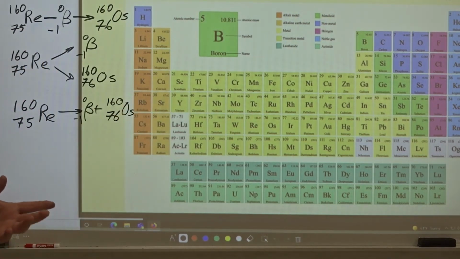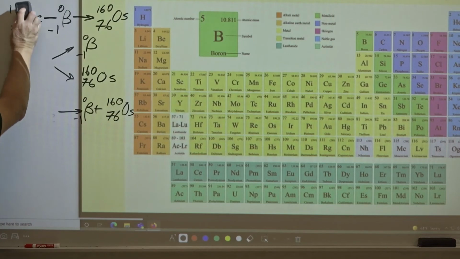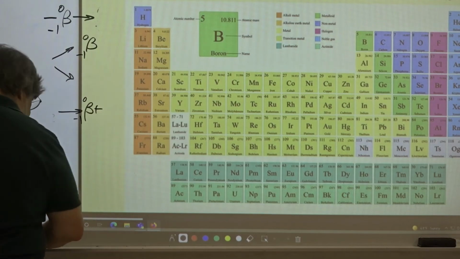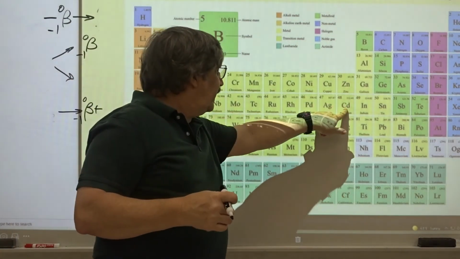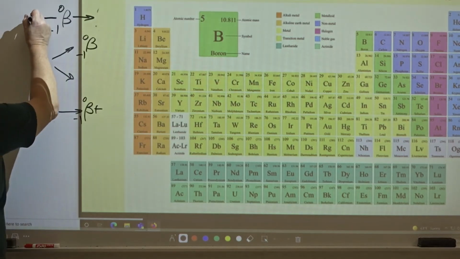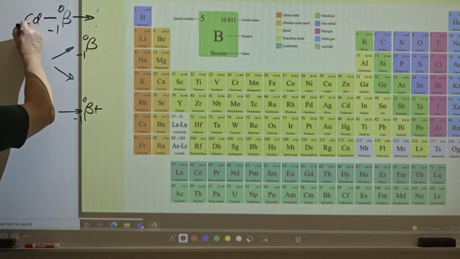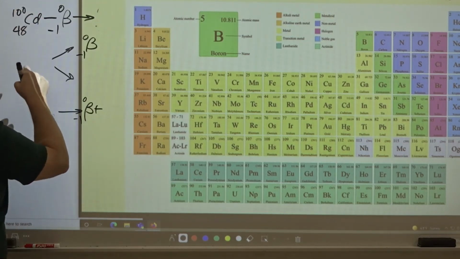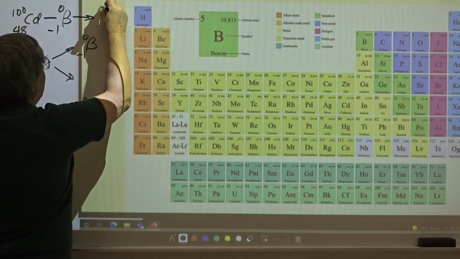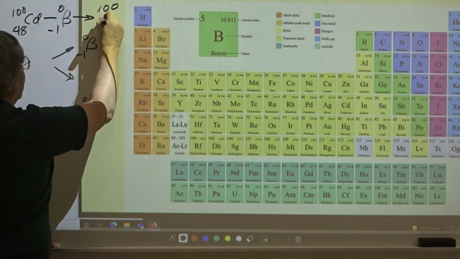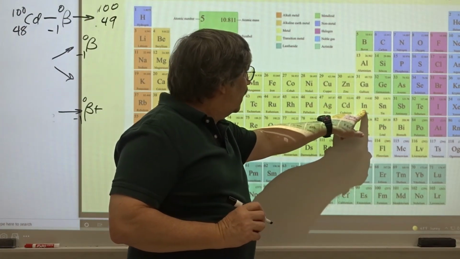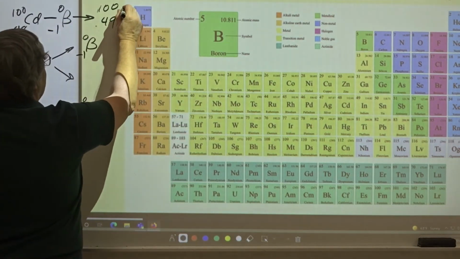And we can, again, do this for any isotope. We could erase all of this, and we could pick cadmium, Cd, 48. Let's say there's an atomic mass number of 100, just to make the math easier. 100 minus 0 is 100. 48 minus negative 1 is 49. If we look at our atomic table, 49 is In, which is indium.